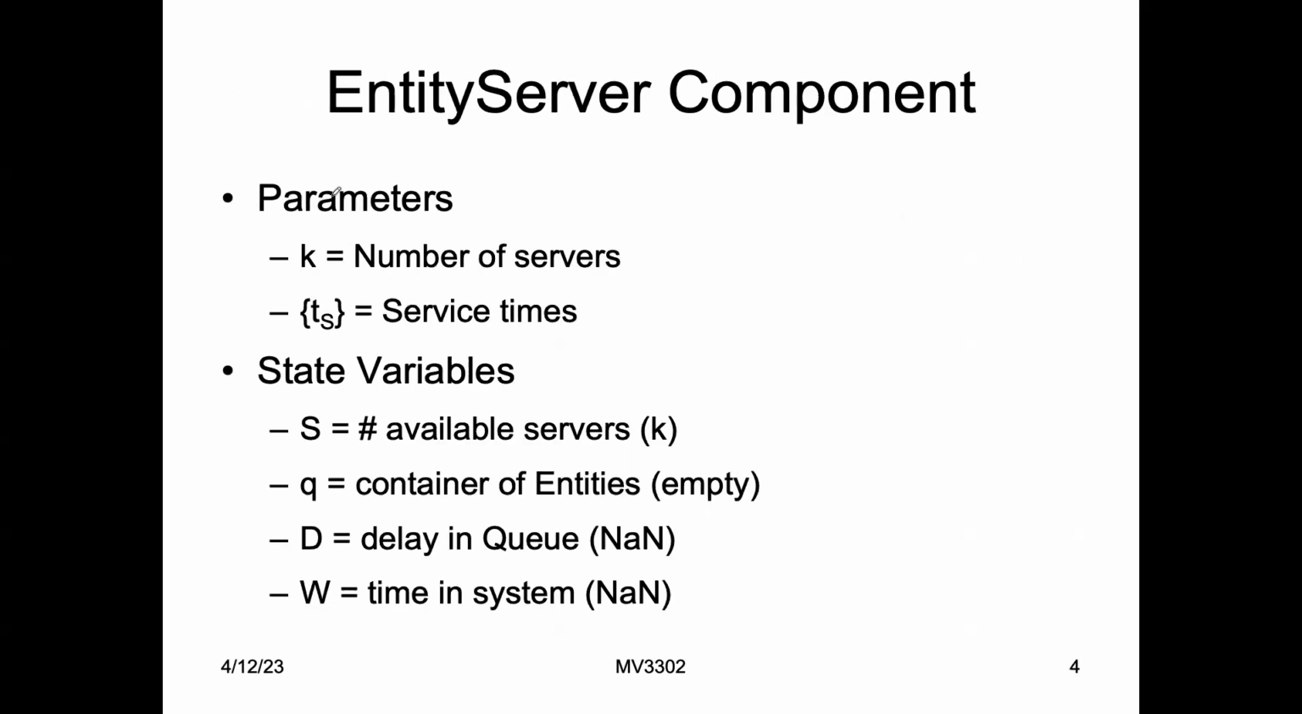But okay, so let's define our model. We always start with parameters and state variables. In fact, we start with parameters. And so here, just as before, we have our usual suspects for our multiple server queue component, the number of servers and the service times. Okay, so that's very straightforward. We have our usual suspect, the number of available servers. And then we want to explicitly calculate things like the delay in the queue and the time in the system.